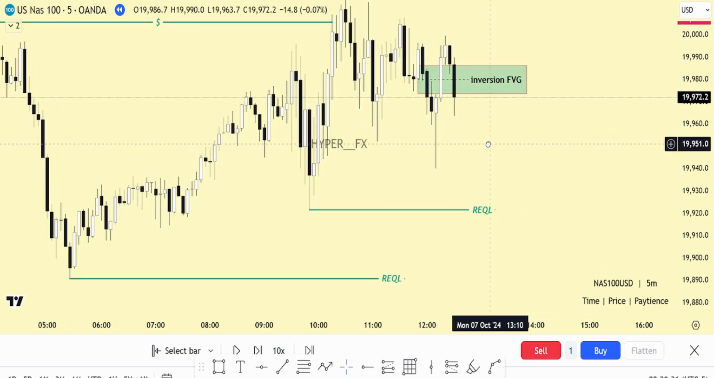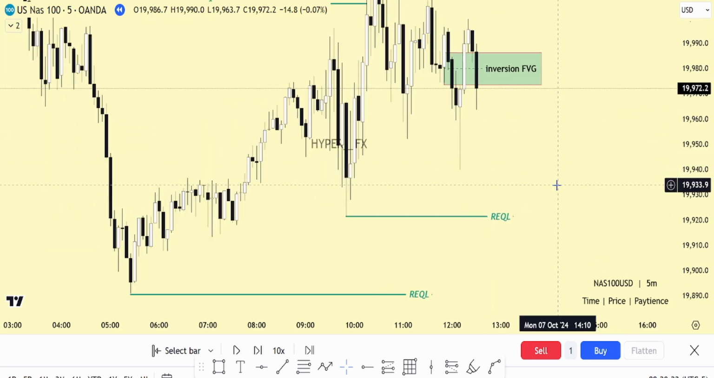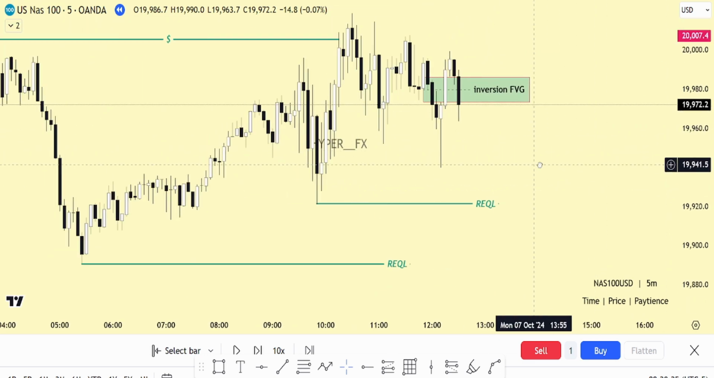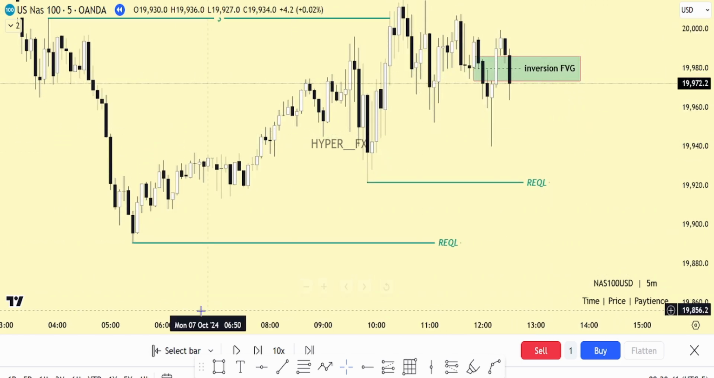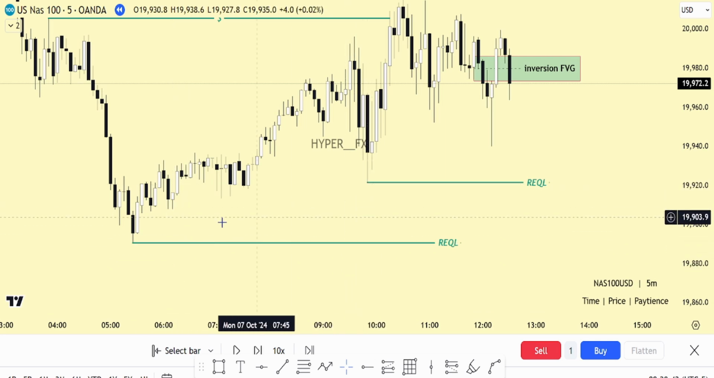So let us just watch to see when price closes below it, so that we can take an entry from the low of this fair value gap to target this low and this low eventually.